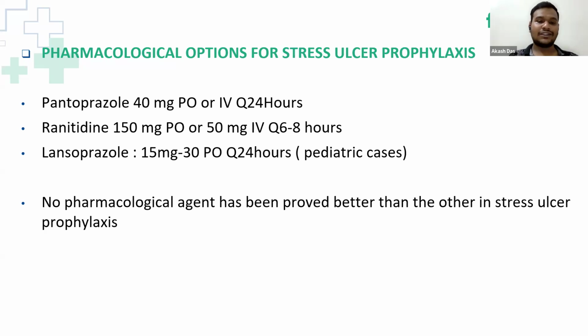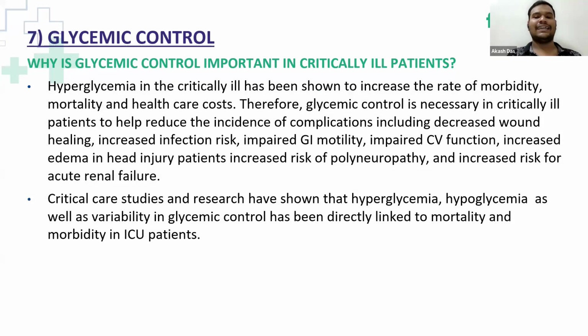Now, if you ask which is superior, pantoprazole or ranitidine, no pharmacological agent has been proved better than the other in stress ulcer prophylaxis head to head. Okay, so you can use either pantoprazole or ranitidine. So next is glycemic control.